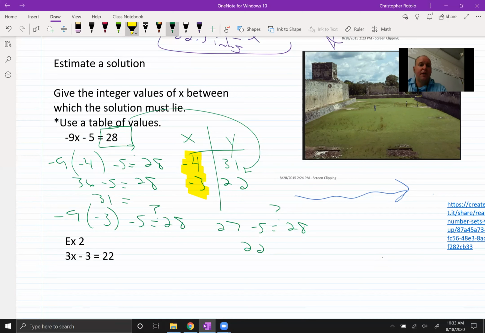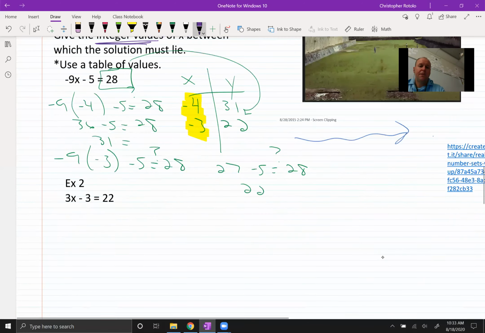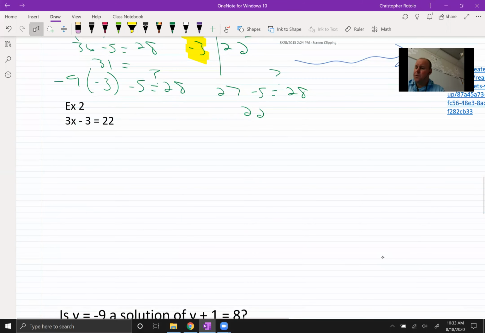And by all means, I know you guys can solve these, but this is also using that vocabulary, talking about integer values. What must it be between? So if we try that one more time, what do you want to guess? All right, you guys are pretty smart. Let's get pretty close to it.